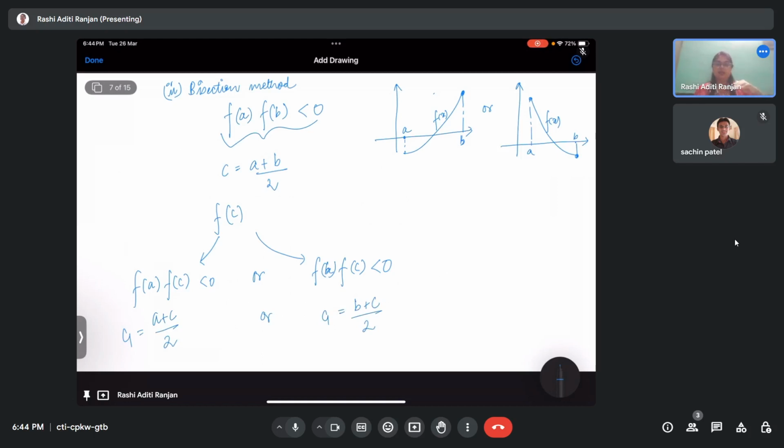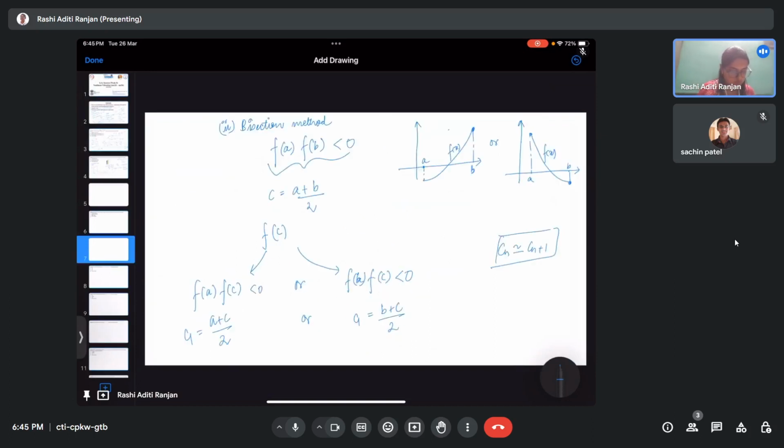Likewise, I'll start the iteration up till the point where my variation is very less. My cn is nearly equal to cn plus 1. The variation is very less, so I would conclude my iteration and I would say that okay, cn is the root. Clear?